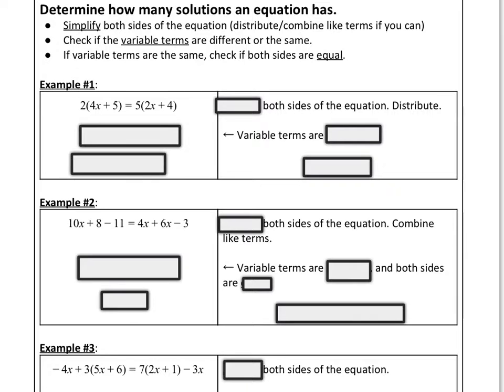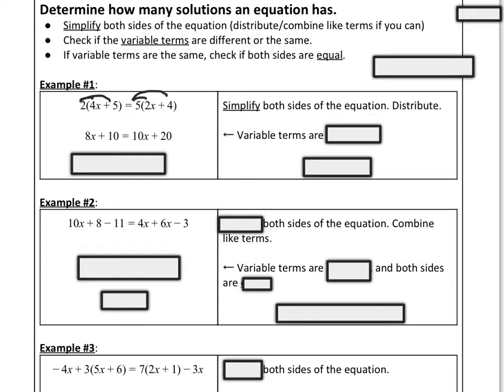First thing we want to do is simplify both sides of the equation by distributing. That means we're going to multiply this 2 times 4 and the 2 times 5. Also do the 5 times 2x and the 5 times 4. Do that now and write out what you get. If you did that correctly, you should have gotten 8x plus 10 equals 10x plus 20.